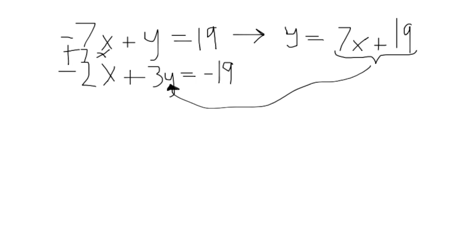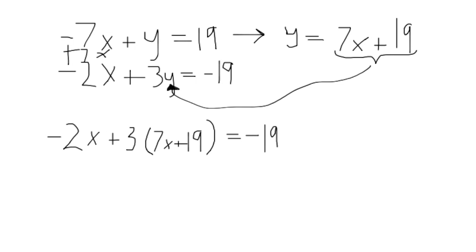So basically this is saying that y is the same thing as 7x plus 19. We want to get it so that all the variables are the same. So you're going to do 2 minus 2x plus 3y, and we're going to substitute in 7x plus 19 for y, and then you're going to distribute. It equals negative 19, and then you want to distribute this, so that's going to be 21, and that's going to be minus 2x at the front.